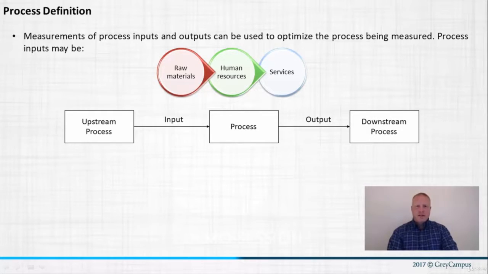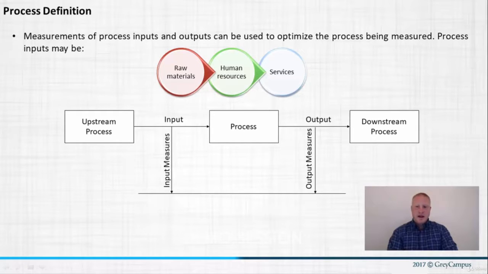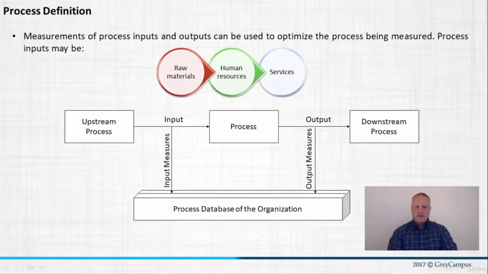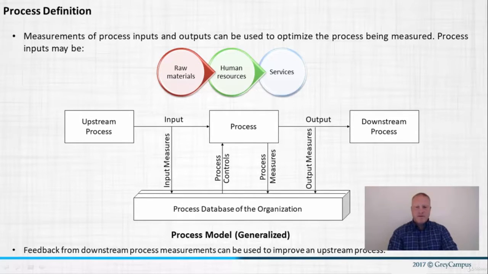The upstream process is full of suppliers that provide inputs to the process. The process creates outputs that go to downstream processes where there are customers. We can measure inputs and we can measure outputs. Again, inputs are referred to as X's, and outputs are referred to as Y's. We can put process controls and process measures within the process itself as well. Feedback from downstream will improve upstream.